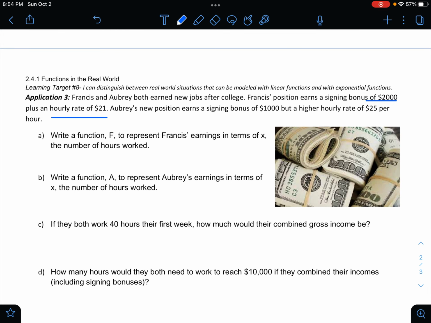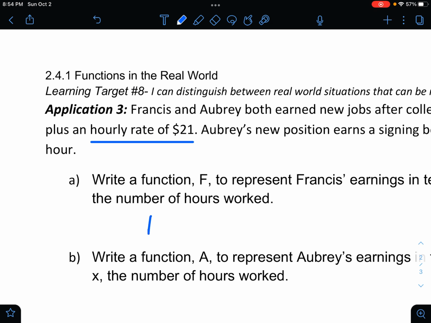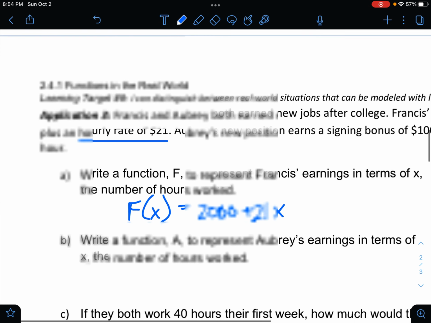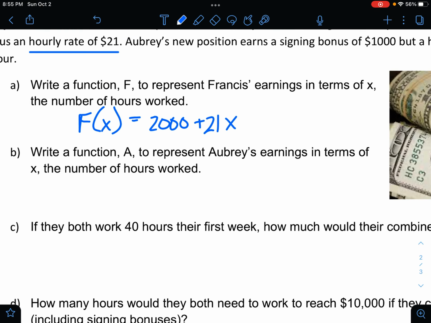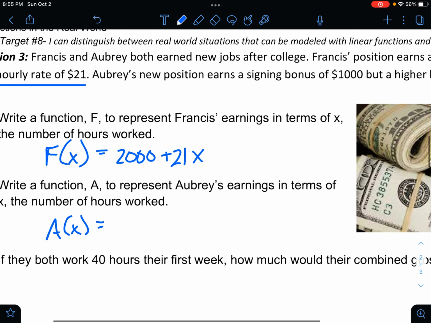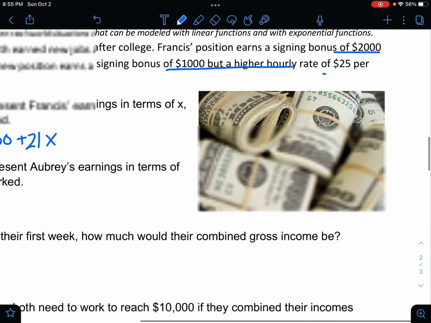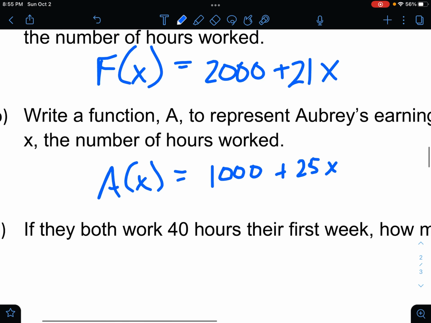Okay, so a signing bonus, for those of you that don't know, is a one-time payment that you get just for signing your contract, right? And as teachers, of course, we do not get this, but it would be nice. So Francis's function, f of x, right, is going to be $2,000 plus 21 times x, because he's getting paid an hourly rate of $21. So that's what's going to actually change his rate, right? Write a function a of x to represent Aubrey's earnings. A of x, okay, would be 1,000 with an hourly rate of 25. So we're going to say a of x equals 1,000 plus 25x.